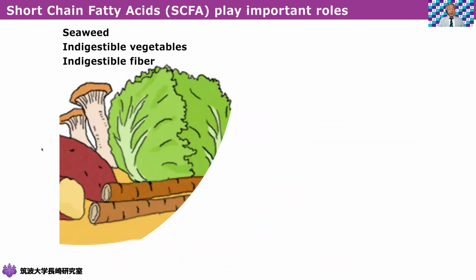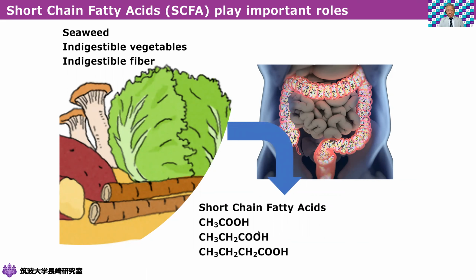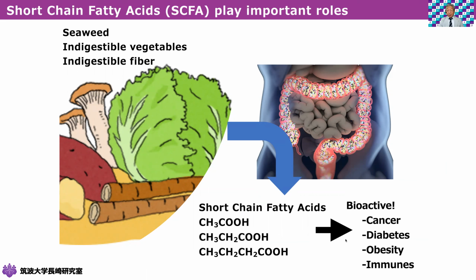Let me briefly explain about short-chain fatty acid. As you know, indigestible vegetables cannot be digested in the intestine. However, the bacteria in the colon digest them to form short-chain fatty acids like acetic acid, propionic acid, butyric acid. Recent studies showed these short-chain fatty acids have versatile pharmacological activity. This is why many people wanted to utilize them.